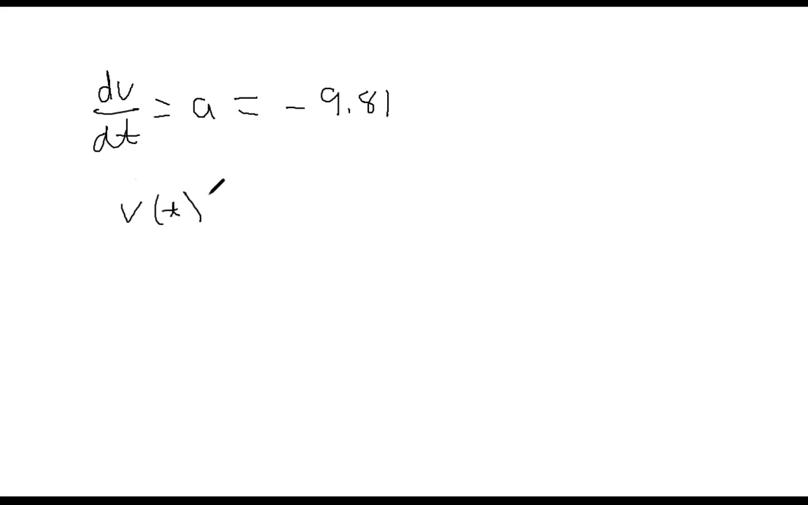Let's do another example. Suppose we are told the following facts, which should be familiar to you if you've been in physics. Specifically, dv dt equals acceleration, and we'll take that to equal negative 9.81. Right? And suppose we want v as a function of t.